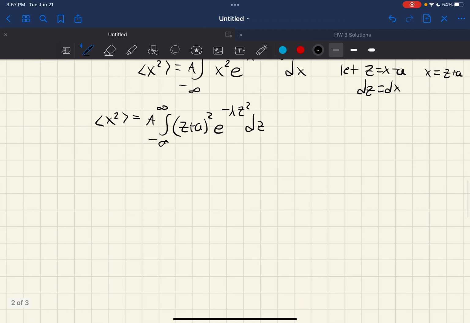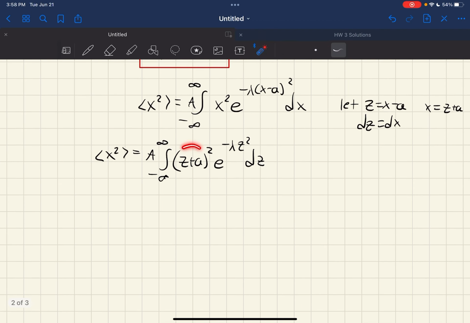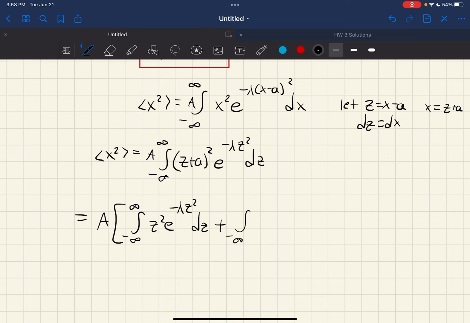And now let's go ahead and separate this into three separate integrals for the three terms that we get when foiling this out. So we get a times the first integral, which is the integral from negative infinity to infinity of z squared e to the minus lambda z squared dz, plus the integral from negative infinity to infinity of, there's going to be a 2a, and then a z e to the minus lambda z squared dz, plus an a squared from the foiling, integral of e to the minus lambda z squared dz.